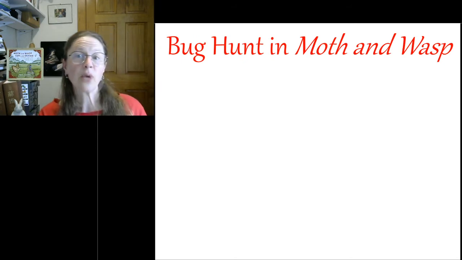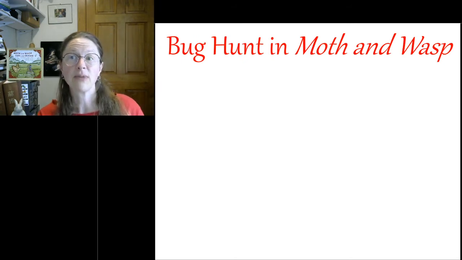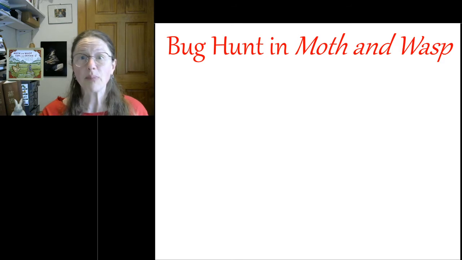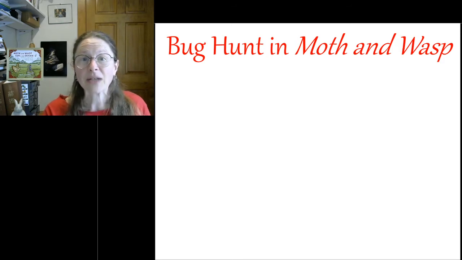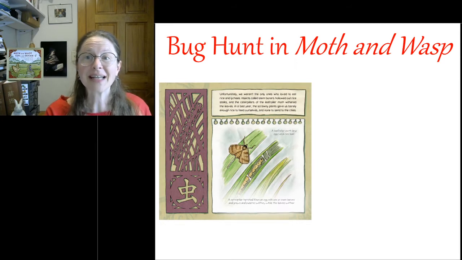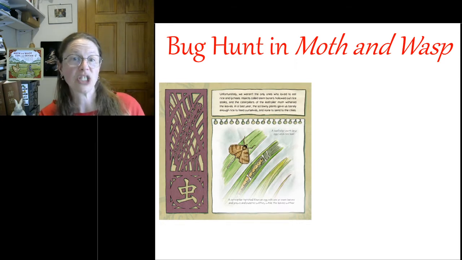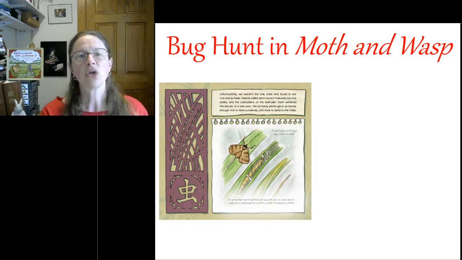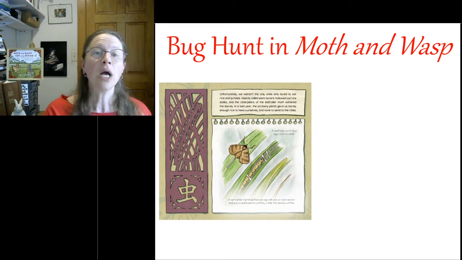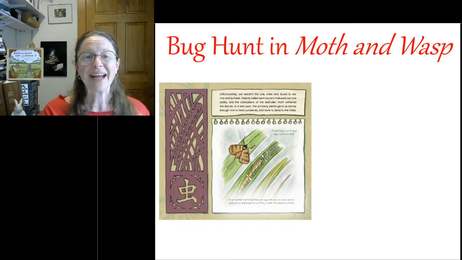Now, having explored the way the chong character and its associated radical works, your students can go on a bug hunt in the pages of Moth and Wasp. Of course, there are plenty of actual pictures of different kinds of insects, but the amazing illustrator Melanie Chan has also incorporated Chinese characters into art in the borders of the book, and some of these have to do with insects or bugs. So this kind of art is called paper cutting, and I talk more about that in the intro video, but right now I'll talk about the characters.